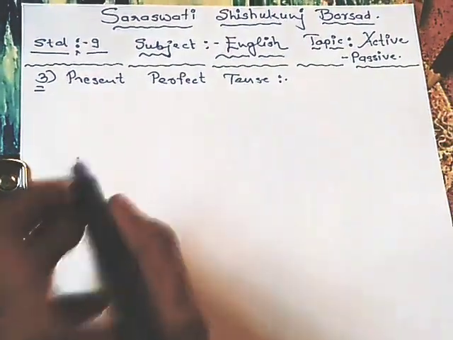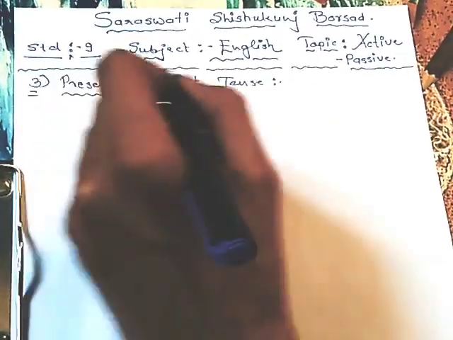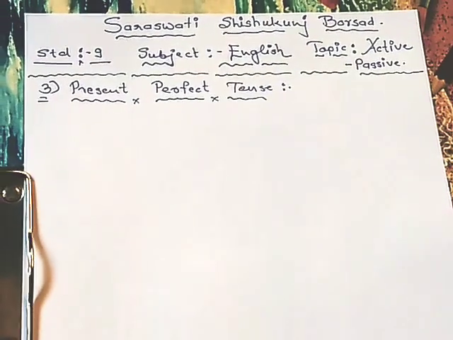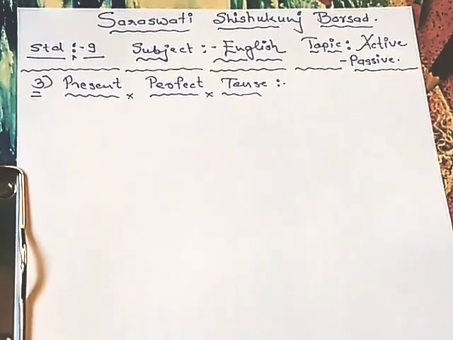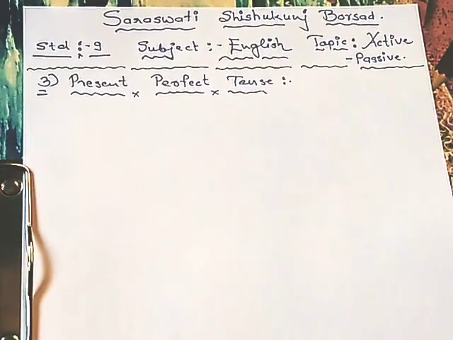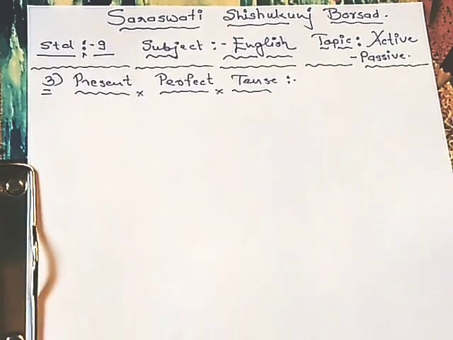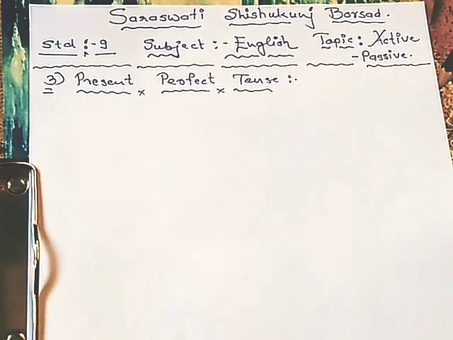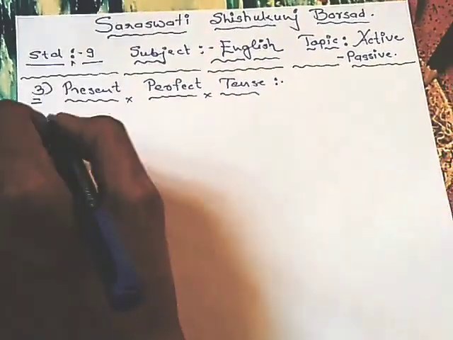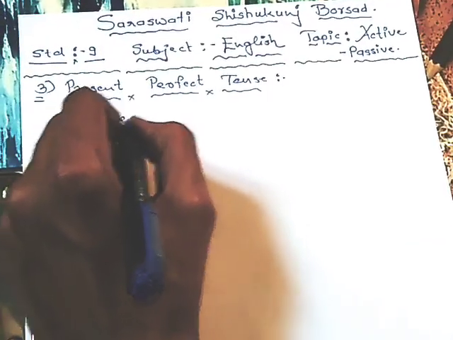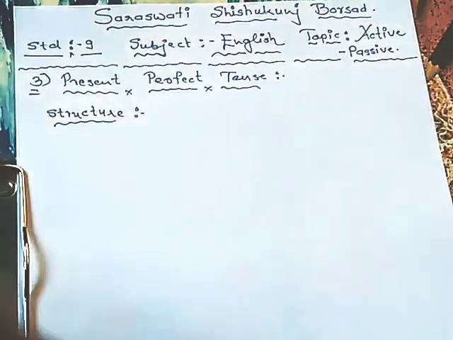Present perfect tense. I hope that you know the structure of the affirmative sentence of this tense. Let me tell you here: subject plus have/has plus past participle of the verb and then other words. Now for the same tense, how do we make the passive voice? Firstly I am going to give you the structure, and then we will discuss some sentences. So let us see the structure, how to make passive voice of this particular tense.